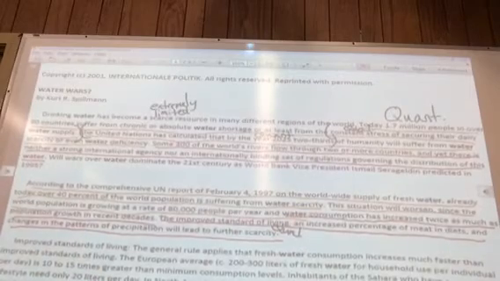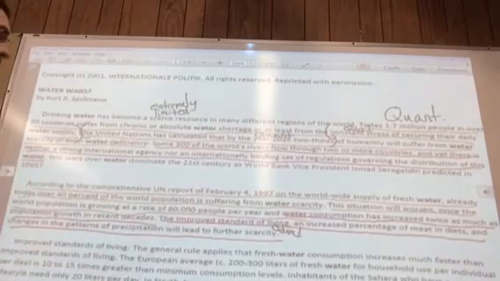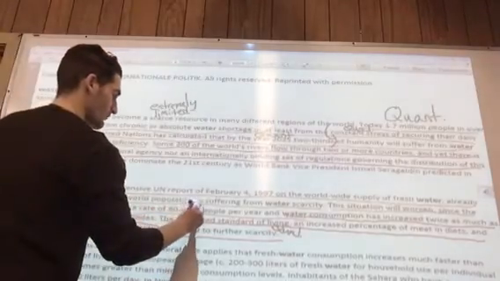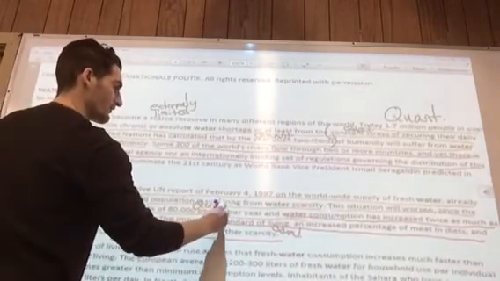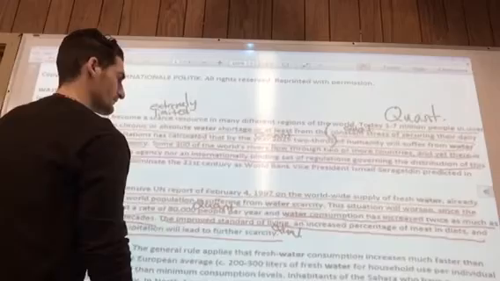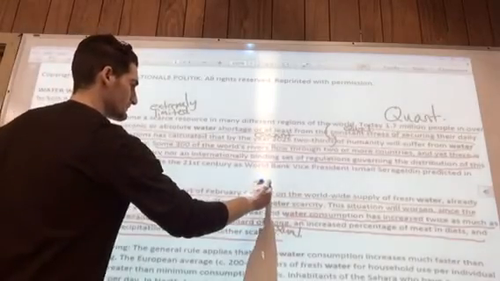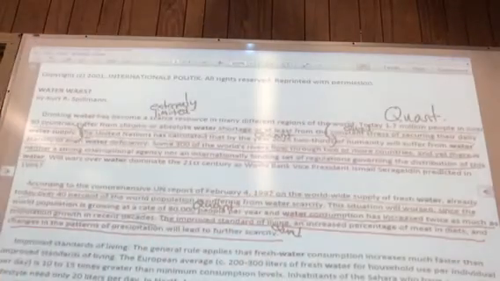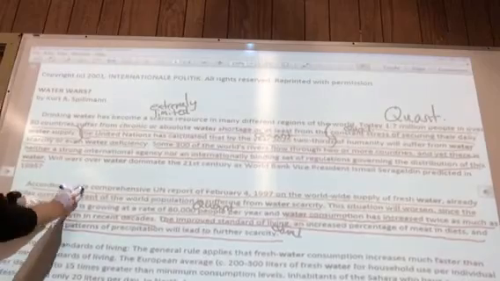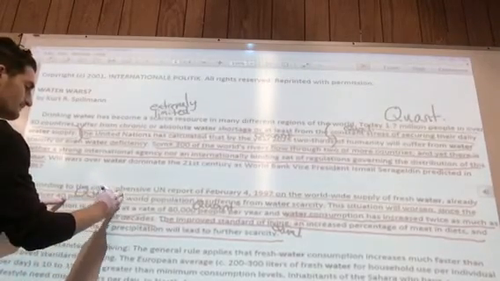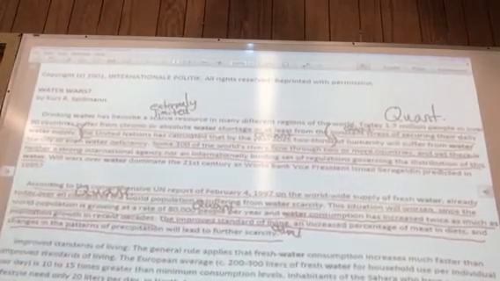All right, so yes, you're right. Quantitative at a rate of 80,000 people per year. You have quantitative right here. And then quantitative again. 40% of the world population.